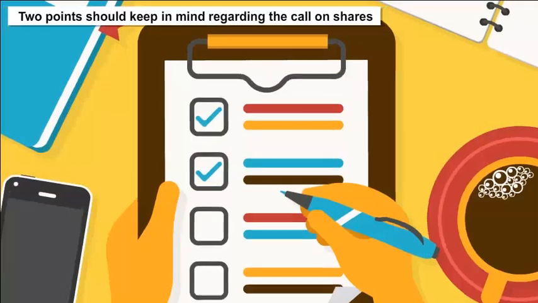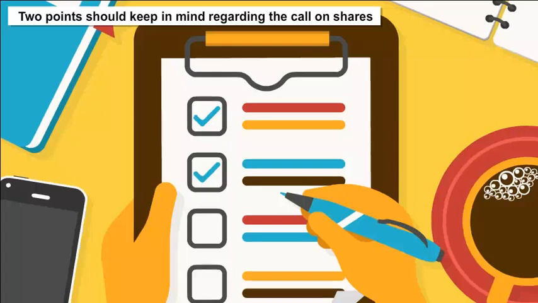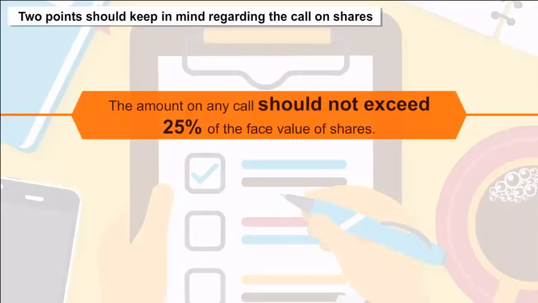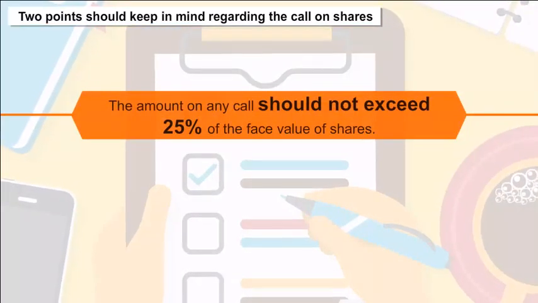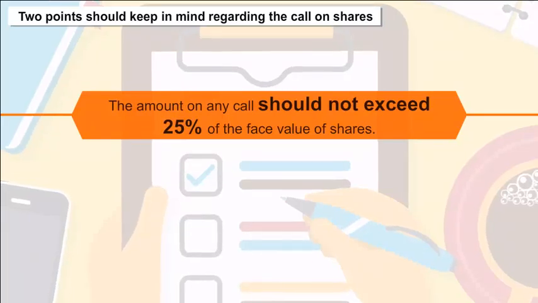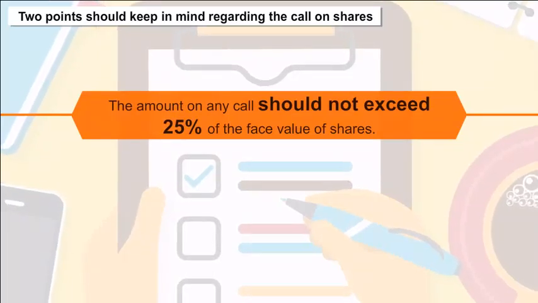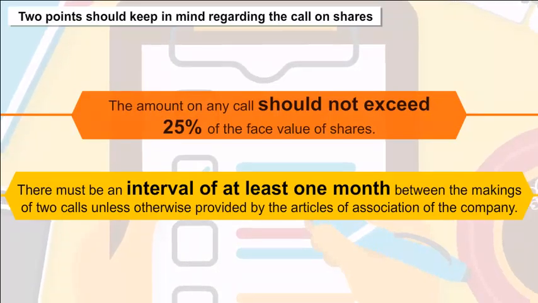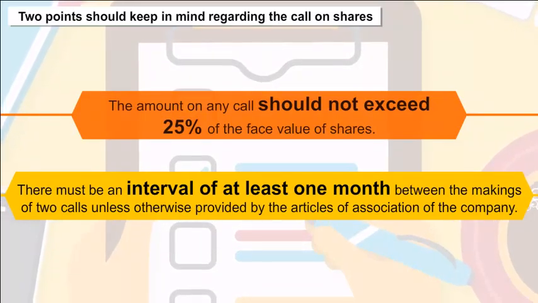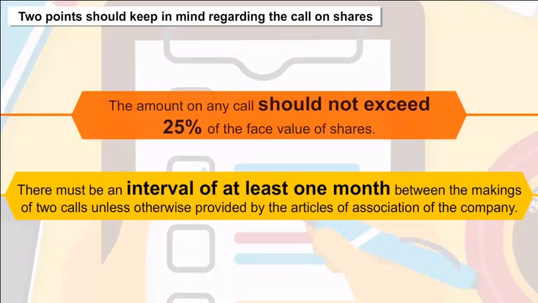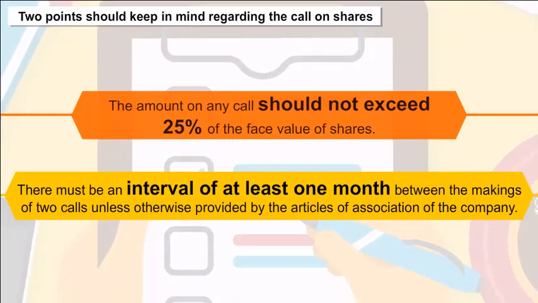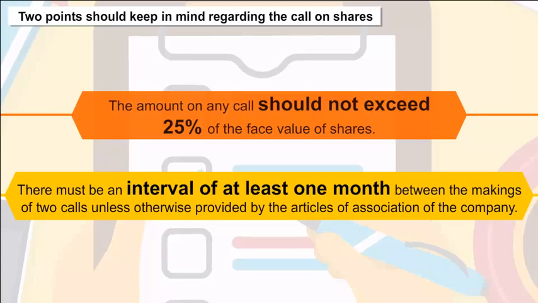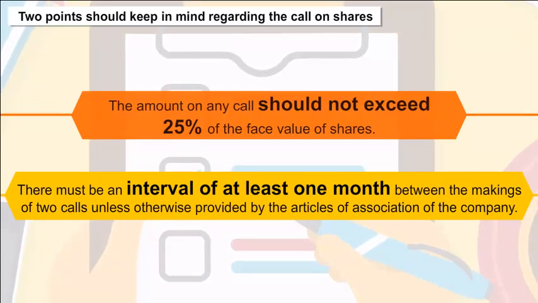Two points should be kept in mind regarding the call on shares. The amount on any call should not exceed 25% of the face value of shares. There must be an interval of at least 1 month between the making of 2 calls unless otherwise provided by the Articles of Association of the company.